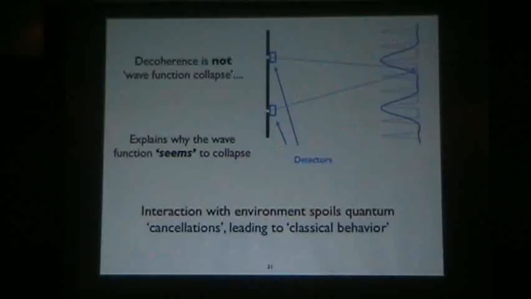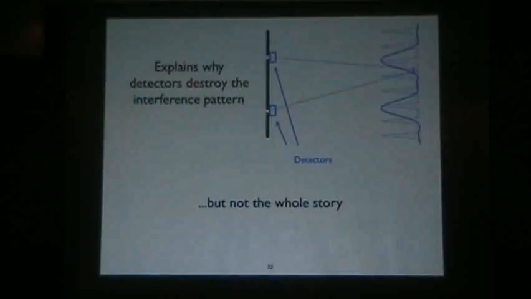I have to add one other comment. I won't say anything about it because I'm short on time, but this is not the whole story of the quantum measurement problem. In particular, this explains why the interference patterns change. But it doesn't explain why, when we measure the particle to go through here, it always lands here and not here. So the quantum measurement problem is still something people have different opinions on.